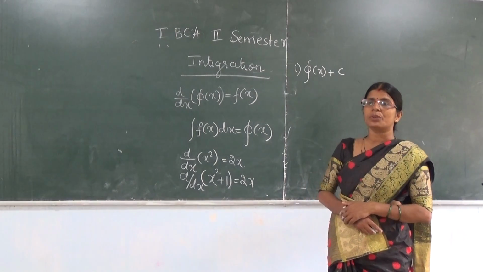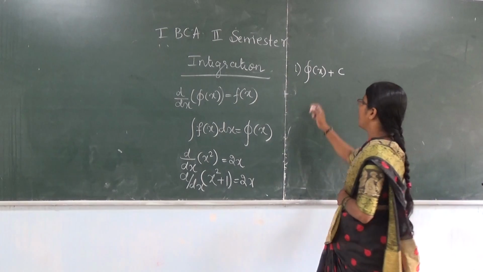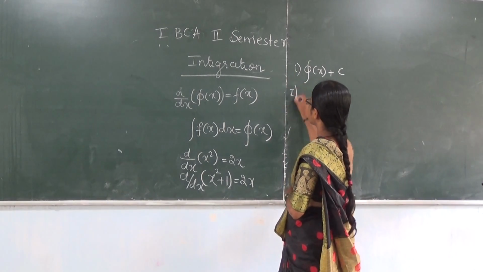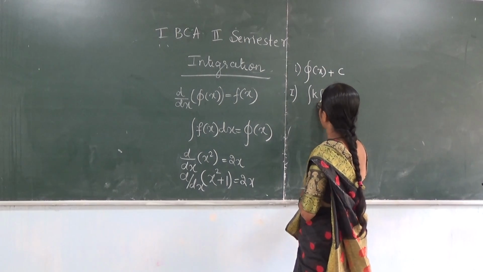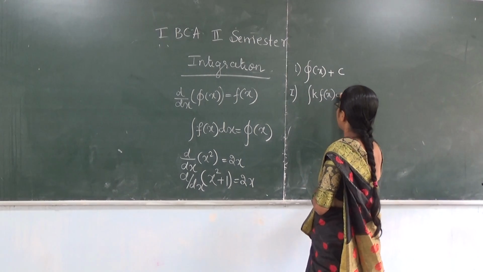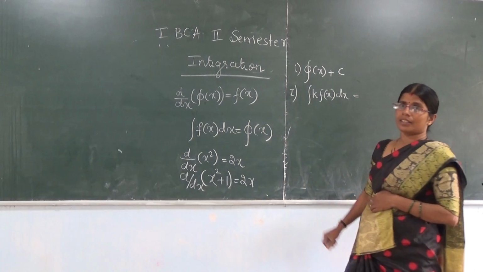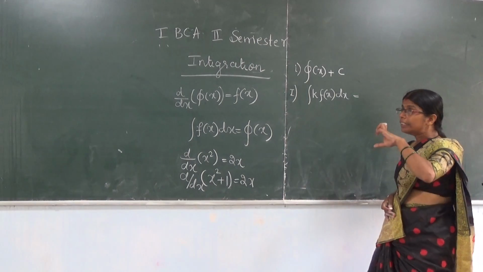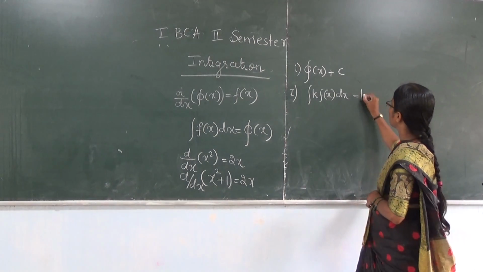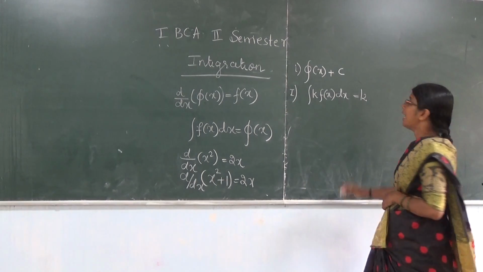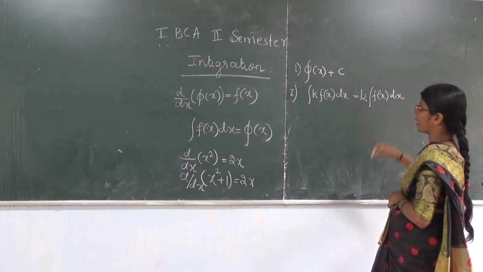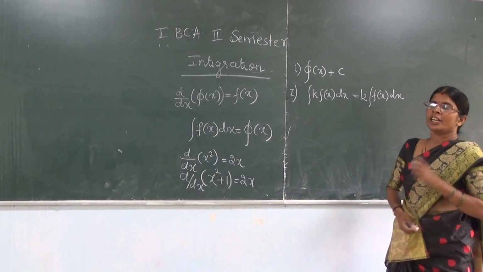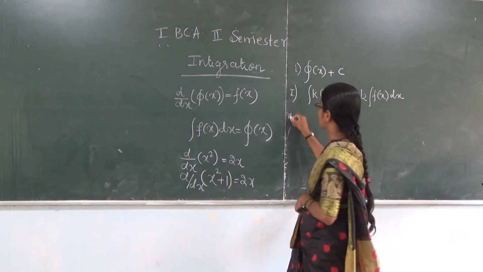Two important rules of integration. One is, suppose you have integration of k into f of x, where k is a constant. Here also, as in differentiation, we keep k outside and you find the integral of f of x with respect to x. So this is constant into function.